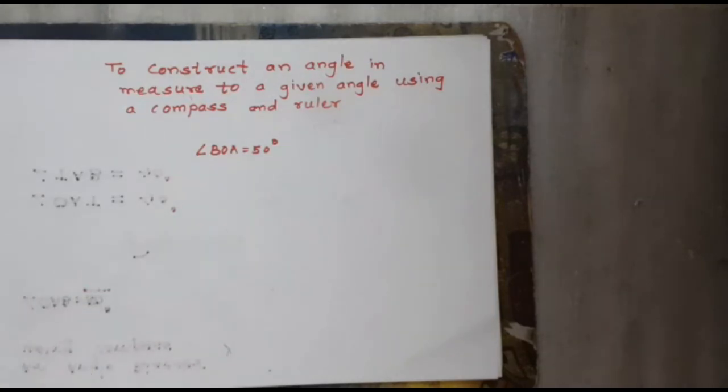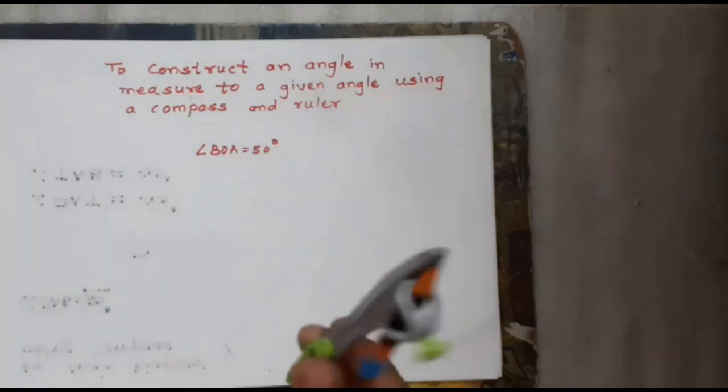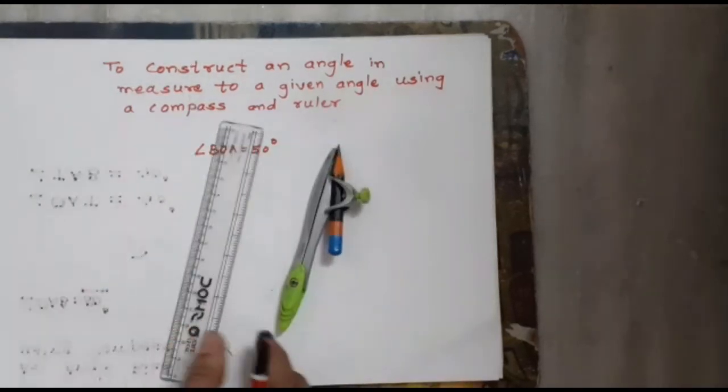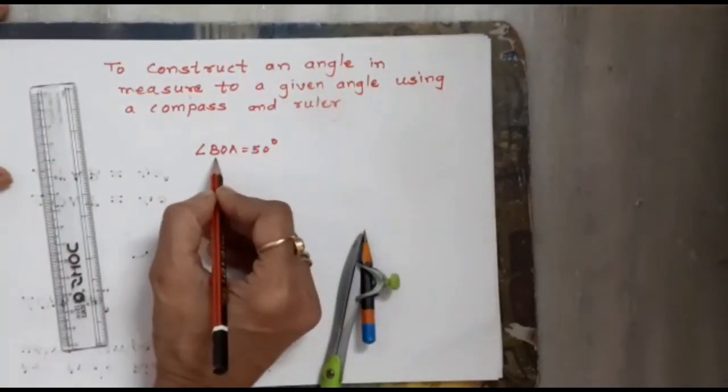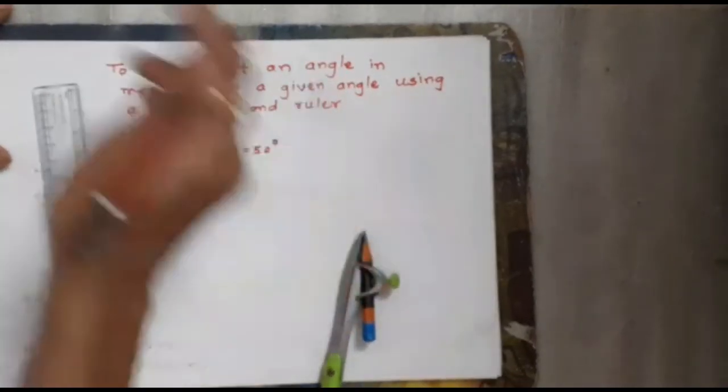So, dear students, how to draw an angle with a protractor we have seen. Now we have to draw an angle of equal measure using a compass. This is the compass and ruler. Now first of all, draw an angle BOA of 50 degrees.